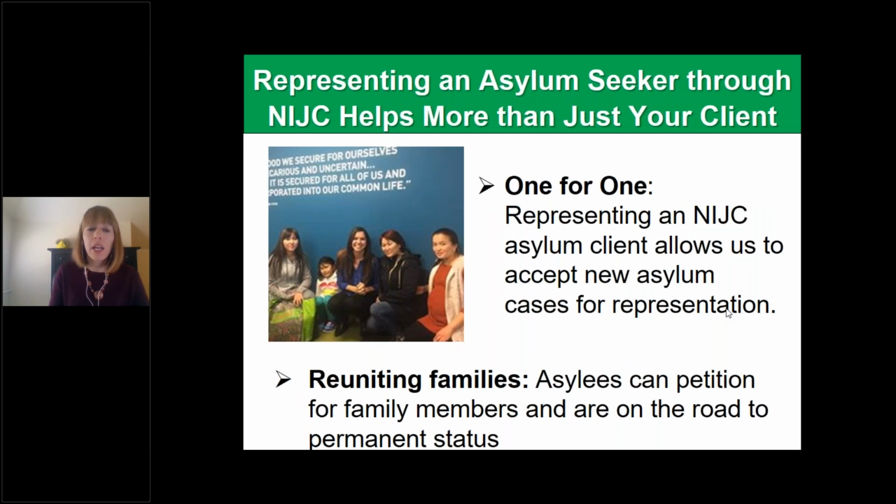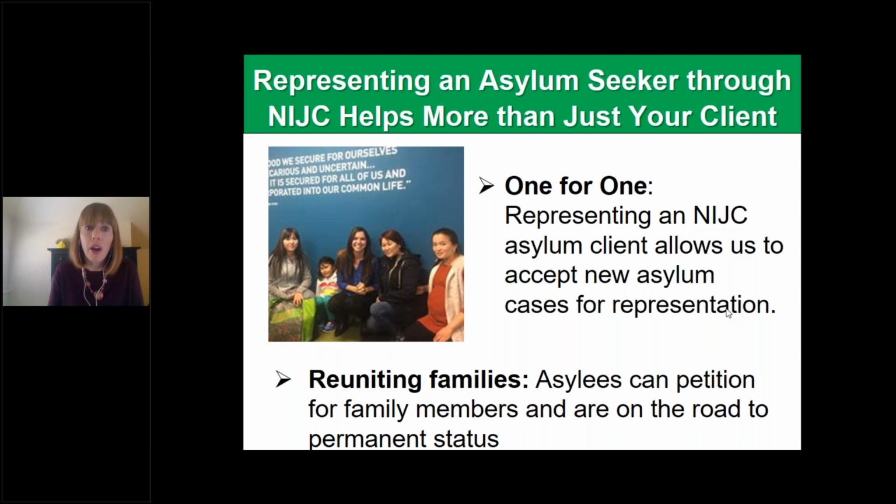When you take on a case through NIJC, we think it's important for you to understand what it means to represent an asylum seeker from NIJC's perspective. When NIJC takes on a case for representation, we agree to provide representation to an asylum seeker even before we know there's a pro bono attorney available to take the case. And so that means if we can't find a pro bono attorney to represent that particular asylum seeker, we've committed to provide representation ourselves in-house.